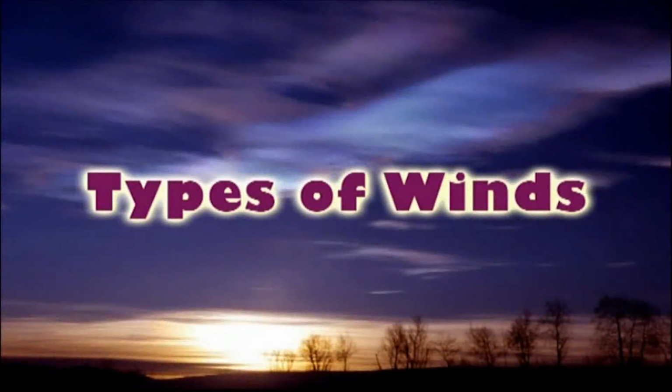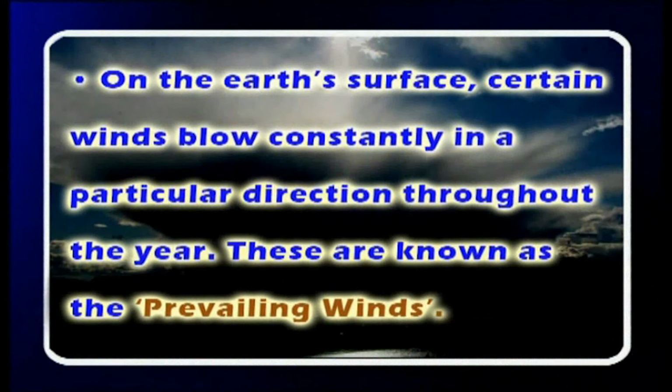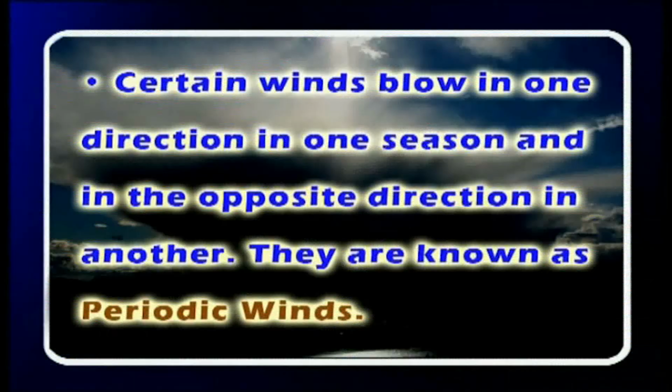Types of wind. On the earth's surface, certain winds blow constantly in a particular direction throughout the year. These are known as prevailing winds. They are also called the permanent or the planetary winds. Certain winds blow in one direction in one season and in the opposite direction in another. They are known as periodic winds. Then there are local winds in different parts of the world.